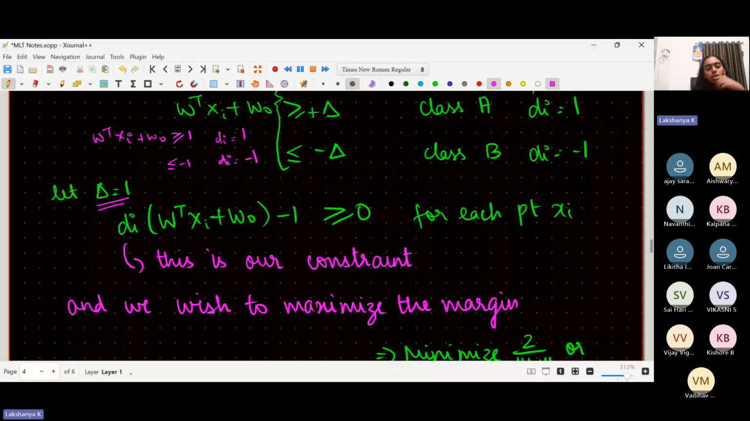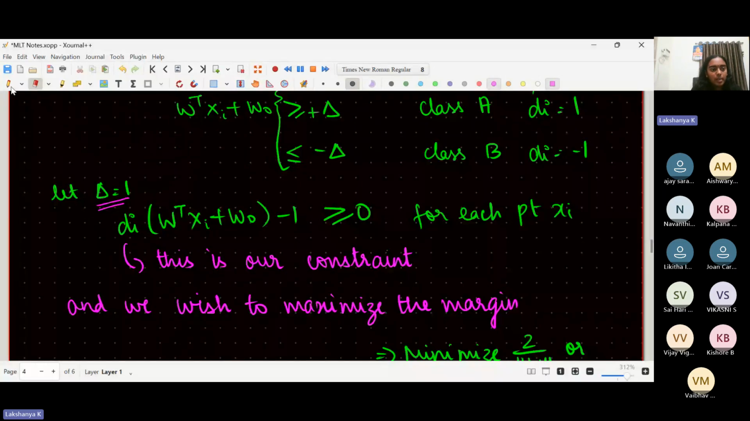Now, if you combine both of these into a single expression, this is what you will get. I will encourage you to try this out for both cases. After this class is over, take a minute to check if this condition is satisfied for each case. You will find that both of them are satisfied, and it's just very simple math, so I'm not going to spend too much time on that.